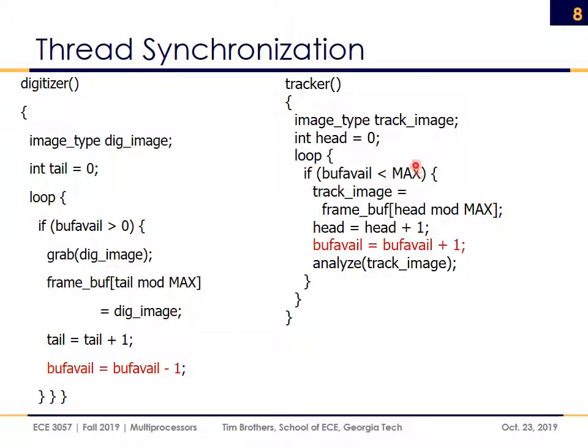The tracker will look at this buffer available and see if it's less than the maximum value, and if it is, it's going to take from the head of the frame buffer, and then it's going to increment the buffer available, and then it's going to send that track to the analyze circuit.